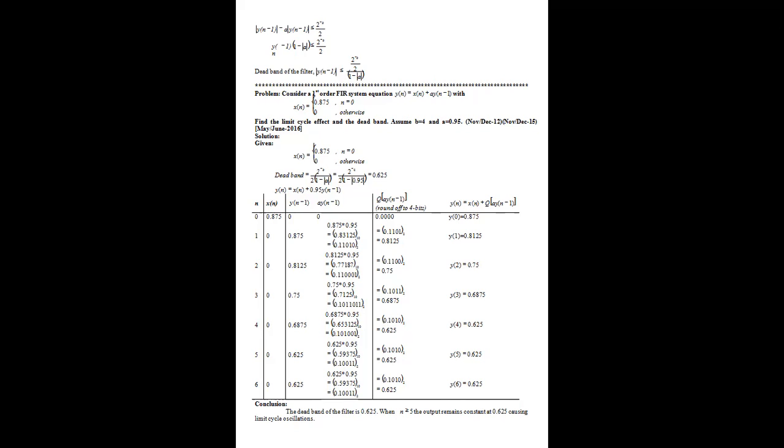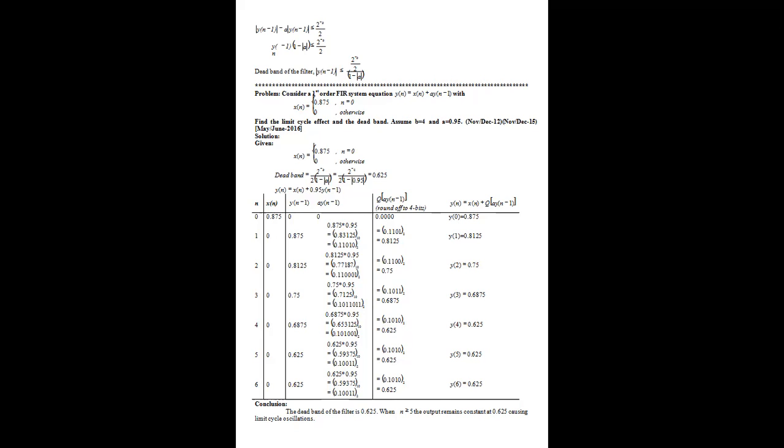Deadband is 2 to the power of minus b by 2, divided by 1 minus modulus alpha. So with 1 minus 0.95, this is equivalent to 0.625. So y of n equals x of n plus 0.95 times y of n minus 1. We have to substitute for n equal to 0, 1, 2, 3, 4, 5, and this has to be repeated.